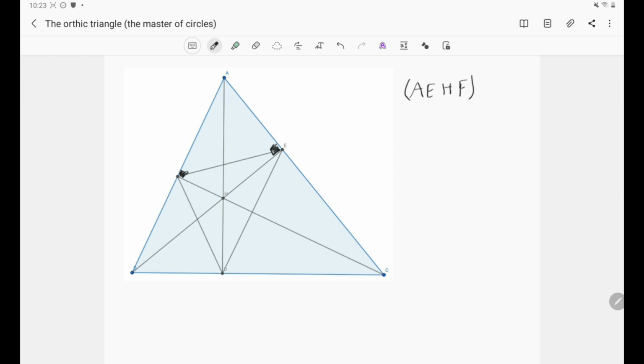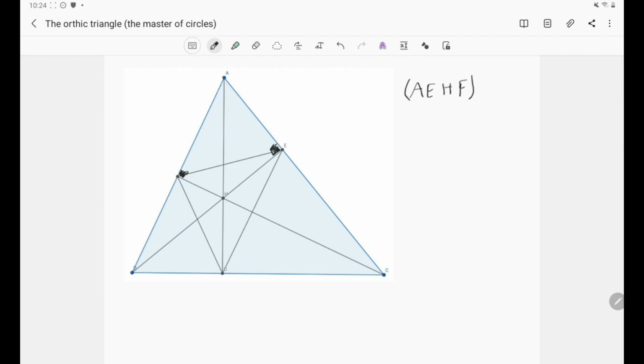So that means that basically, in the quadrilateral AEHF, we have the angle AEH is 90 degrees. And HFA is also 90 degrees. That means their sum is simply 180 degrees or pi, which means that this is a cyclic quadrilateral. Well, actually even more, because as you know, this angle is 90 degrees or pi over 2. That means that the diameter of this circle is in fact AH.